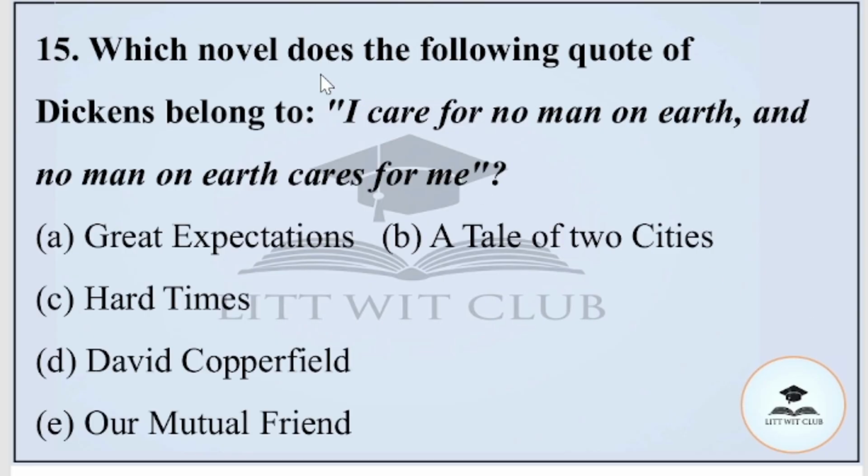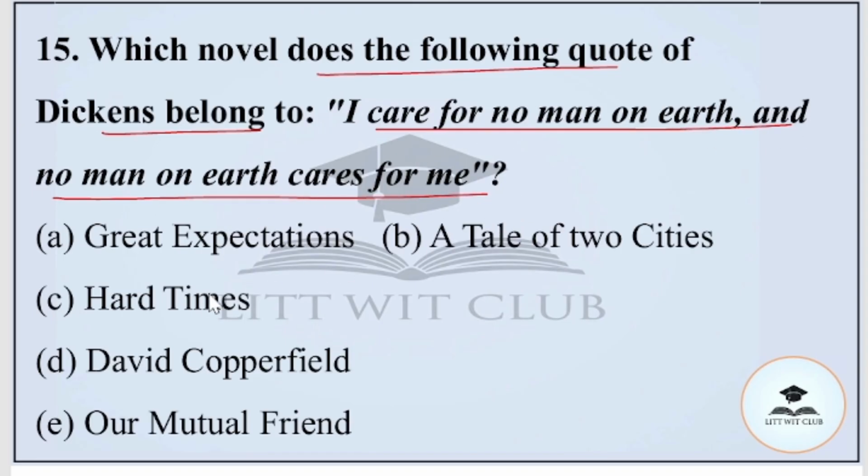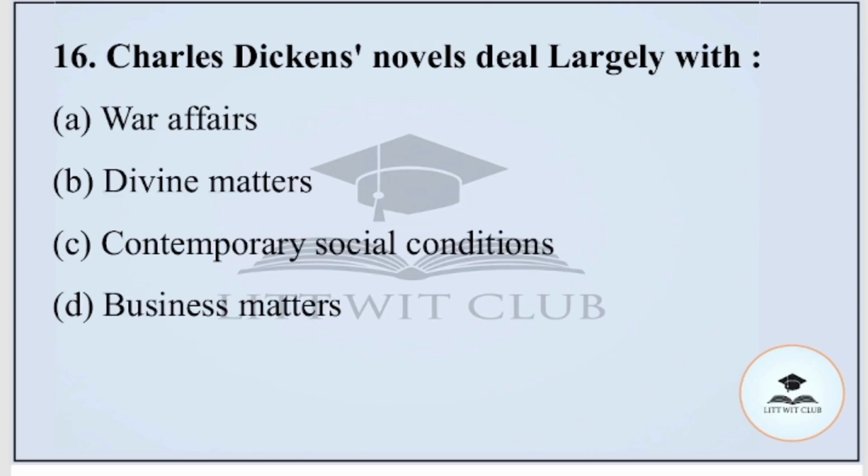Question number 15. Which novel does the following quote of Dickens belong to? I care for no man on earth, and no man on earth cares for me. Options are Great Expectations, A Tale of Two Cities, Hard Times, David Copperfield, or Our Mutual Friend. And the correct answer is A Tale of Two Cities. Question number 16. Charles Dickens' novels deal largely with warfare affairs, divine matters, contemporary social conditions, or business matters. And the correct answer is contemporary social conditions.